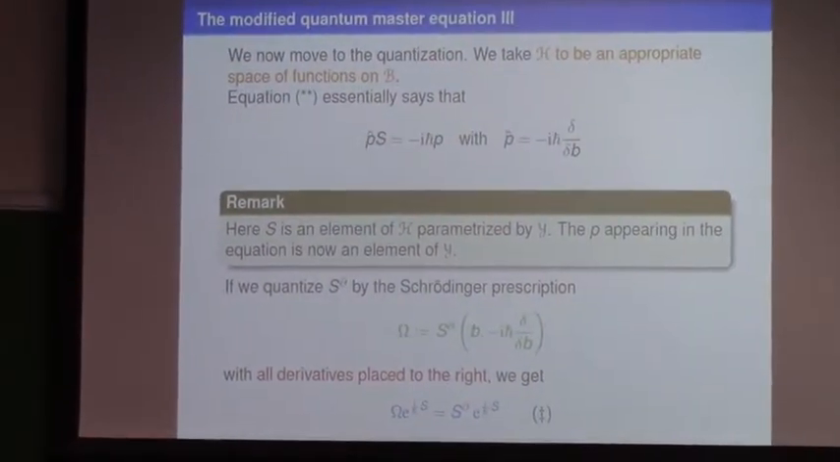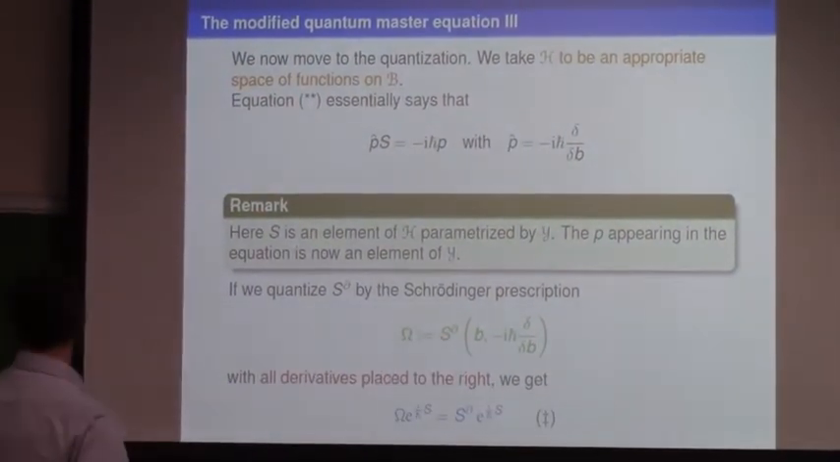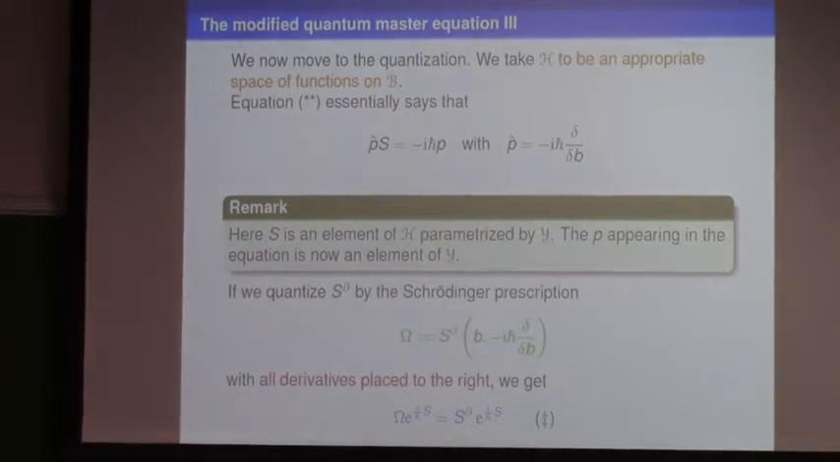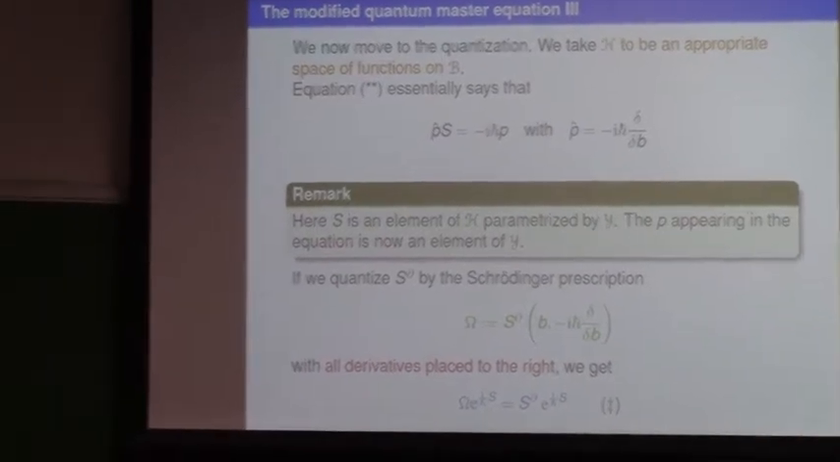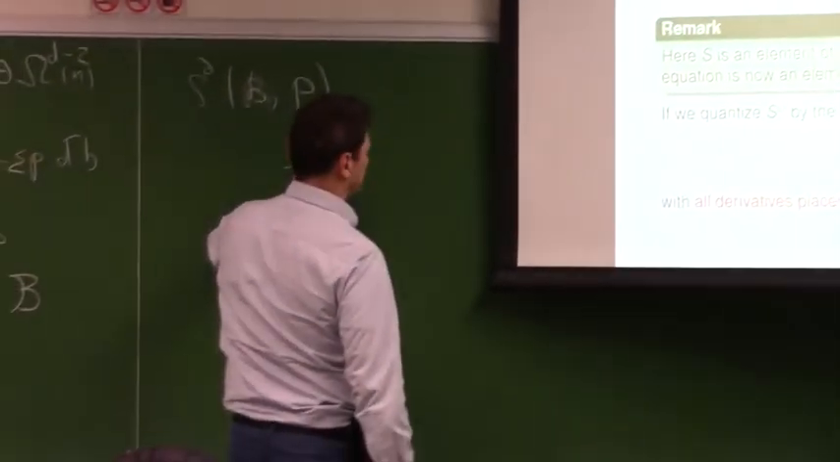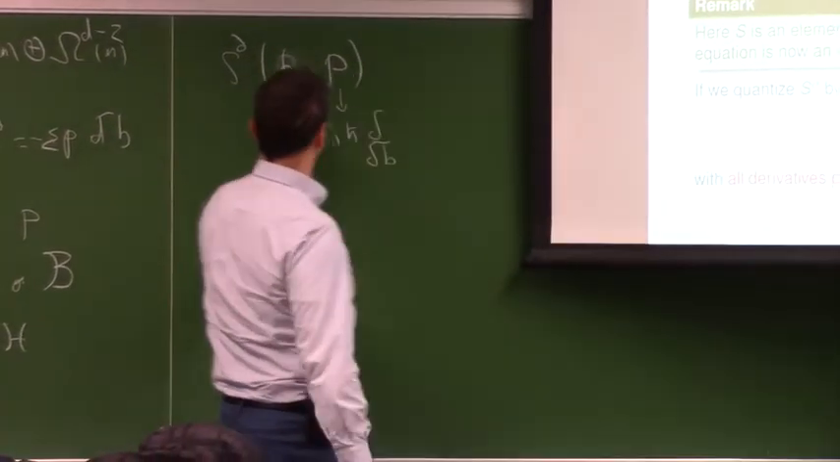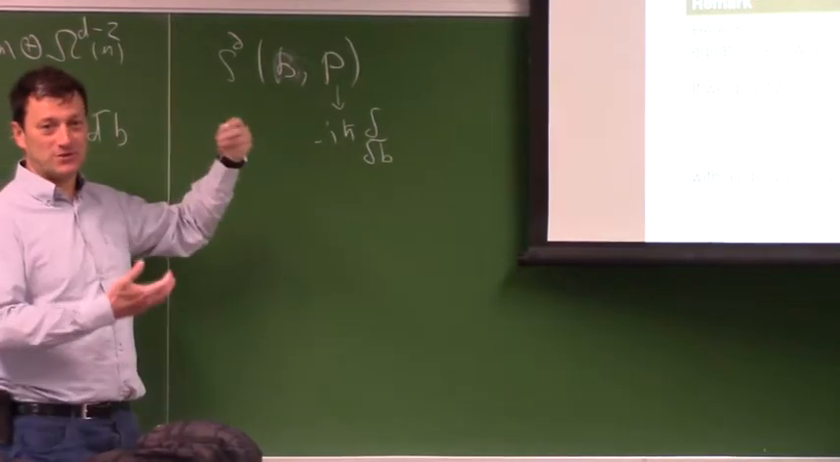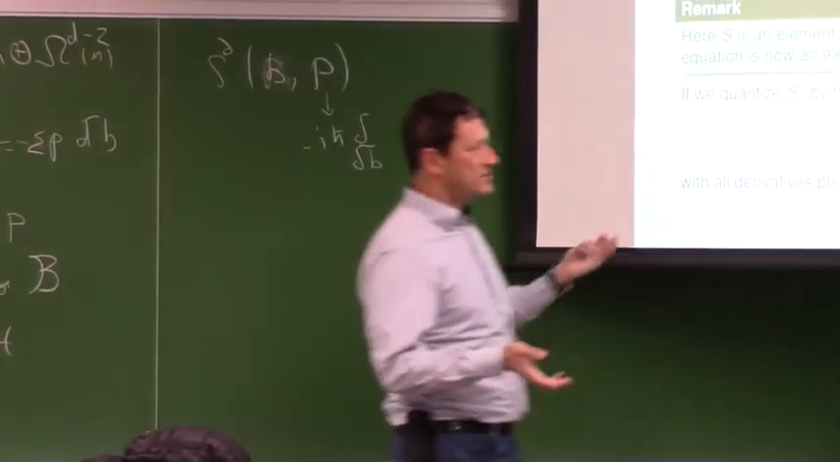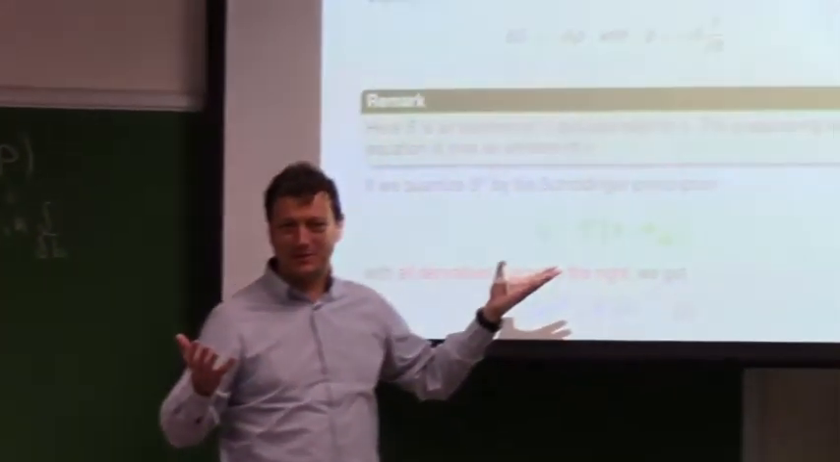We have the function S boundary, which was a function of b and q, and right here, this was a function of b and p. The idea is that now we replace this p with minus i h bar delta over delta b. So we transform the function S boundary into a differential operator. Okay? So this is just Schrödinger's quantization.